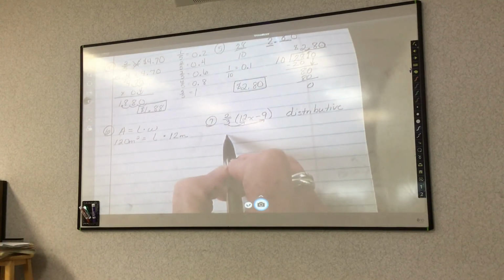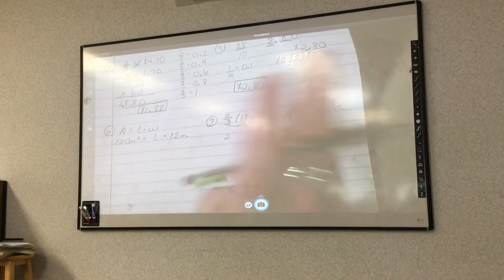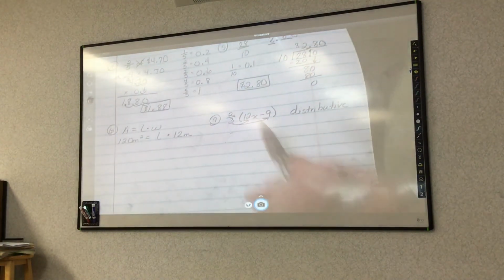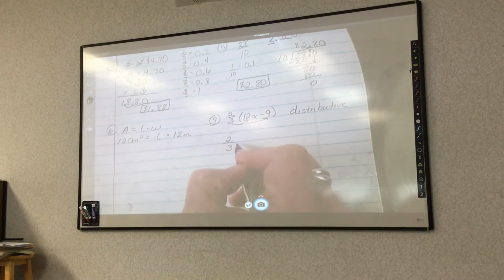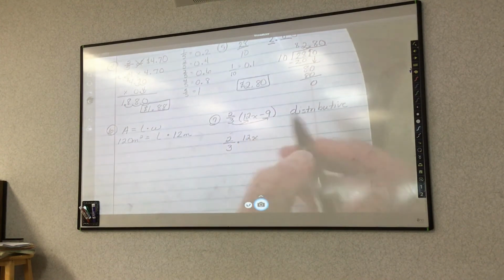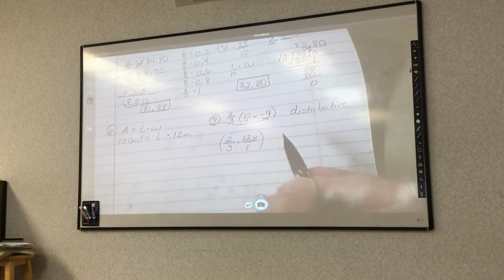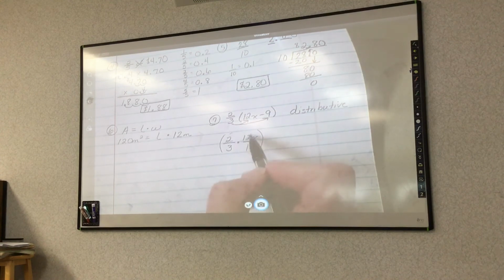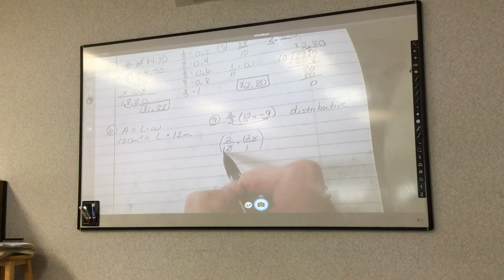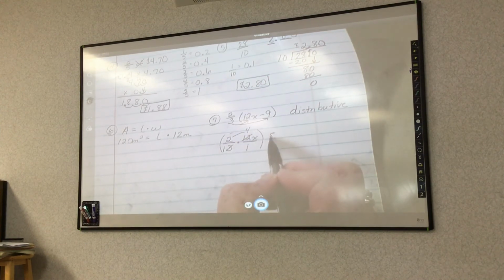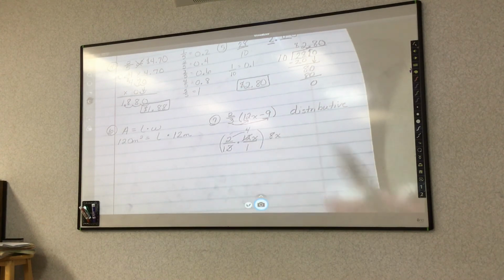So then I'm going to show, I'm gonna write a little bit bigger. 2/3 times 12x. What do I put the whole number over? 1. I can reduce by 3. 3 divided by 3 is 1. 12 divided by 3 is 4. Then I just multiply. 2 times 4 is 8. Keep the x there with it. 1 times 1 is 1, so I don't even need to do that.